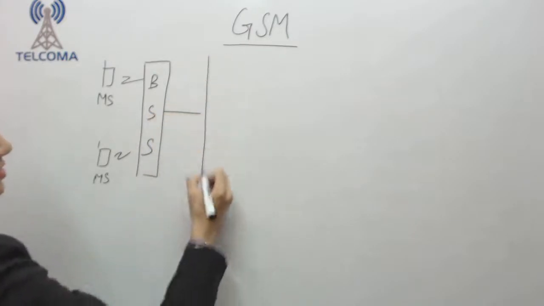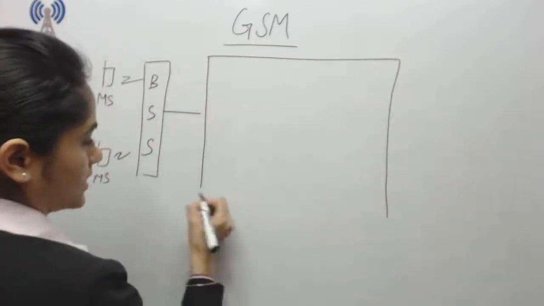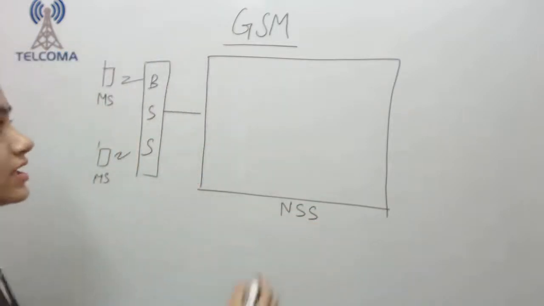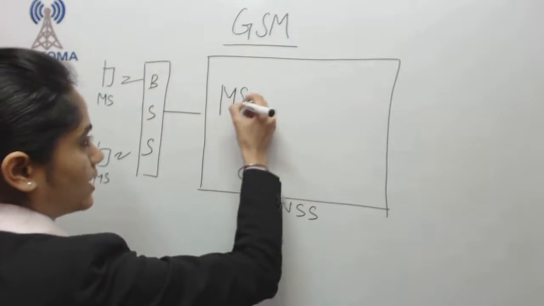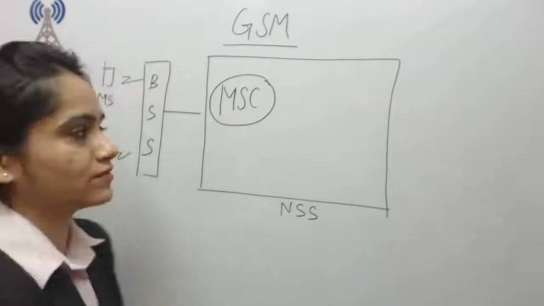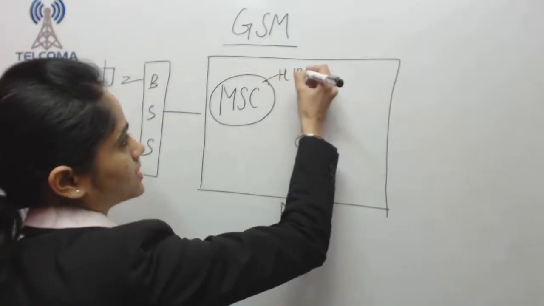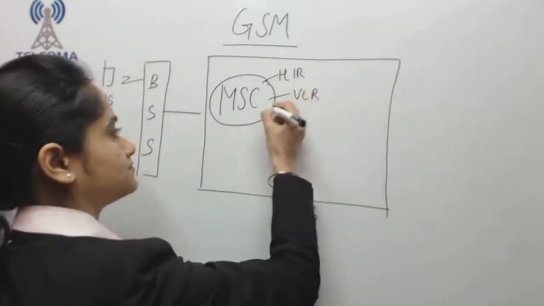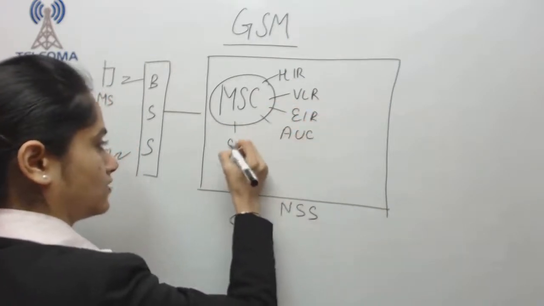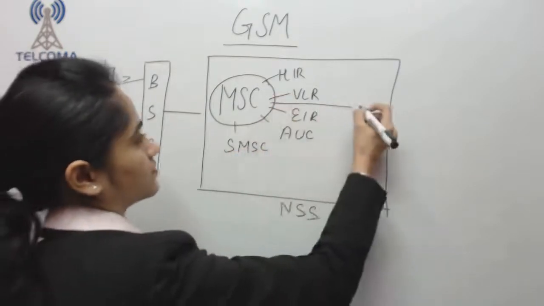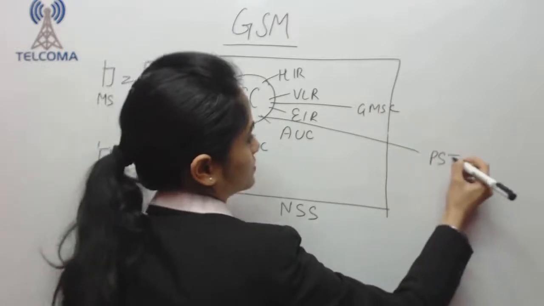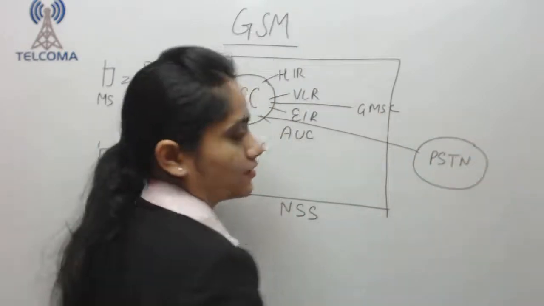Now this is attached to our core network. The core network is the network station subsystem. Here we have the MSC, mobile switching center. This is the controller of the complete network. With this we have HLR, connected VLR, EIR, AUC connected to SMSC, we have GMSC, and we have PSTN, Public Switch Telephone Network, which is the landline network.